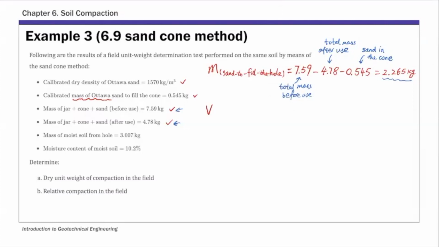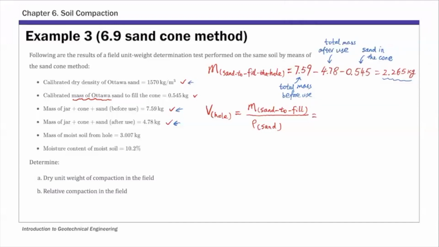Okay. So we know the mass, we know the density of this Ottawa sand, then the volume of the hole is the mass of sand to fill the hole. So I'm just simply writing this as mass of sand to fill over the density of this Ottawa sand. And density of Ottawa sand, as I mentioned, this is a material with known density. So 1570.